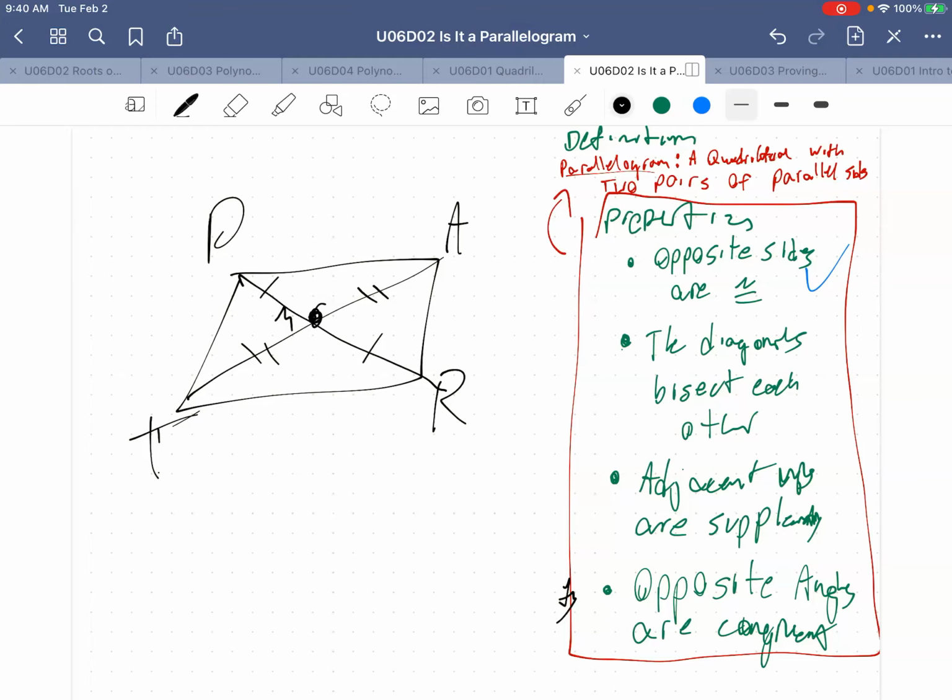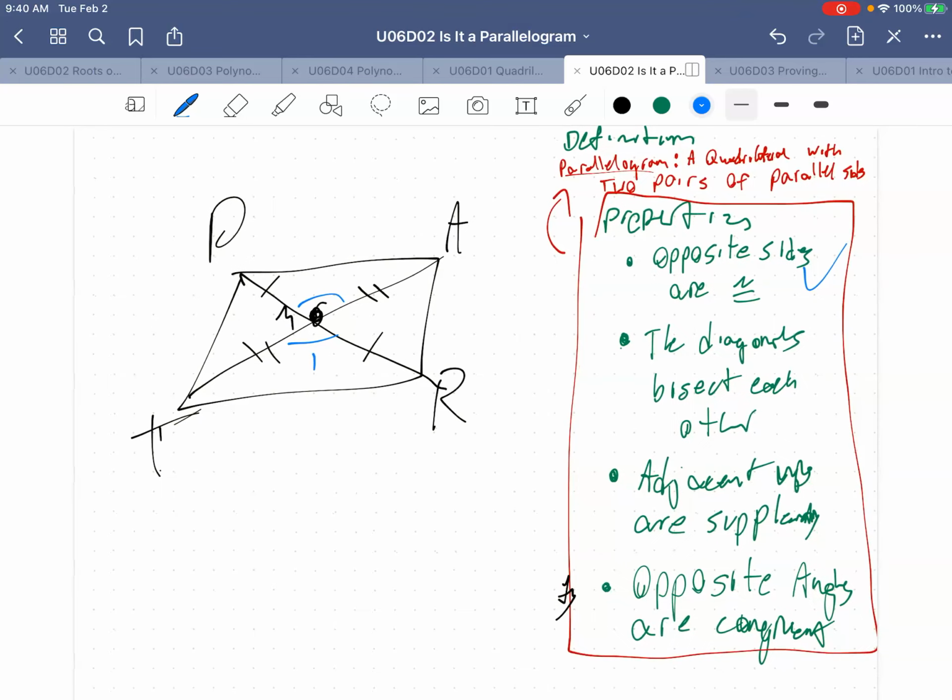So the way we're going to do that is by proving that there are several congruent angles, so that we can show that the lines are parallel by the converse alternate interior angle theorem. So firstly, we would say that this angle and this angle are congruent by vertical angles, which makes this triangle, triangle 1, congruent to this triangle, triangle 2, by SAS. That should be enough information to show that this part of angle P is going to be congruent to this part of angle R by CPCTC, which will prove that side RT is parallel to side PA.